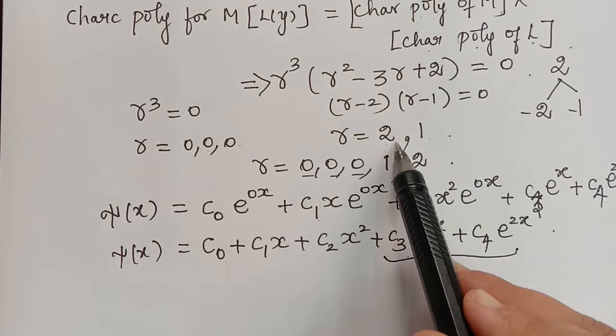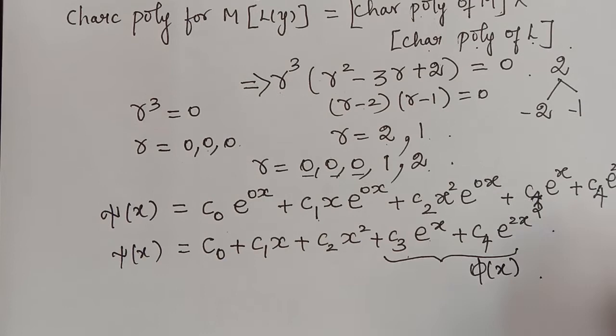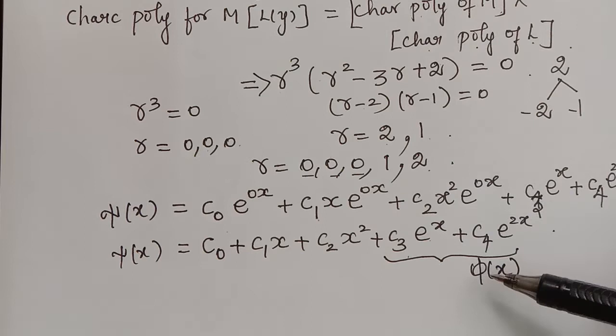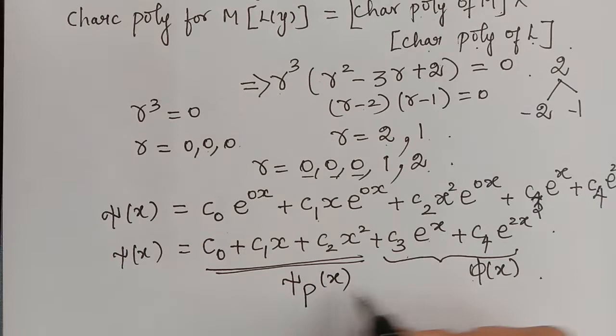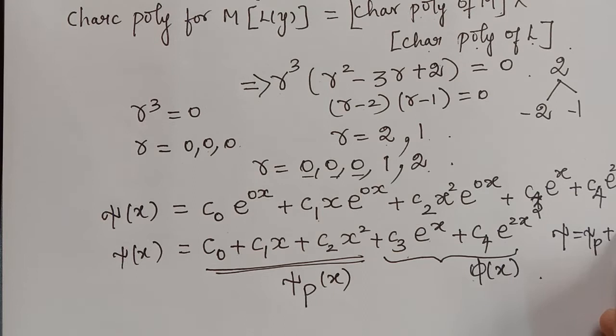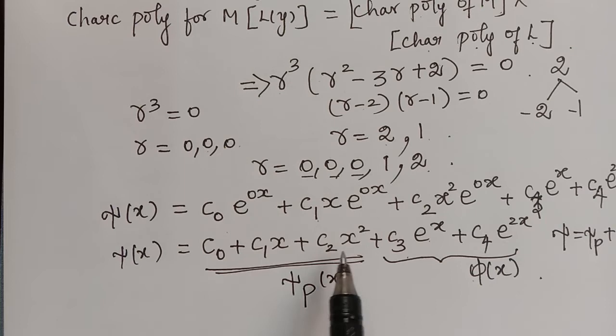So this will be actually phi of x, because we know that phi of x is the general solution for the homogeneous equation L of y equal to 0. So from this we can say that this one should be the particular solution xi p of x, because this is phi of x, we know that xi is equal to xi p plus phi. So we can say that this c naught plus c1x plus c2x square is xi p. This is the particular solution.